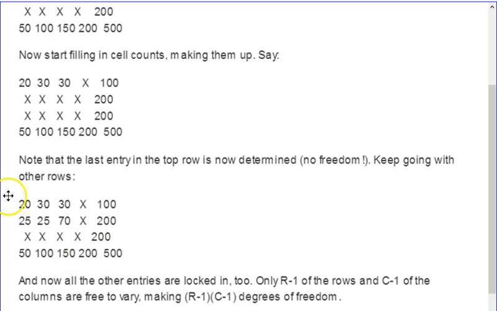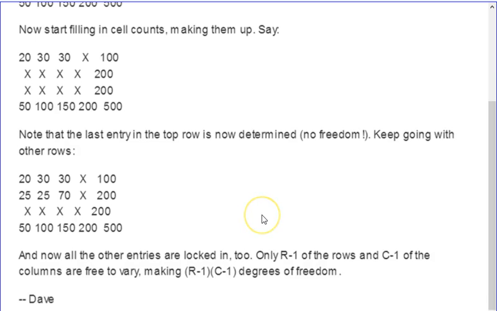So only 3 values in the rows and 2 values in the columns are free to vary. So that's why my degrees of freedom is 3 times 2 in this 4 by 3 table, or this 3 by 4 table. It's a 2. I have only 2 times 3 degrees of freedom. So hopefully that makes sense.